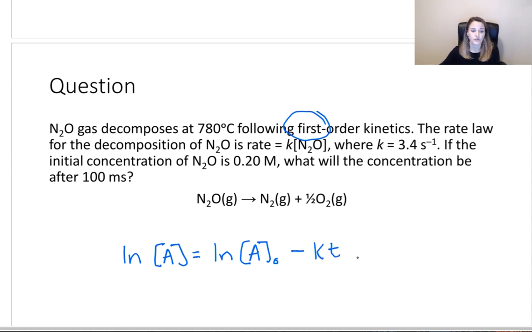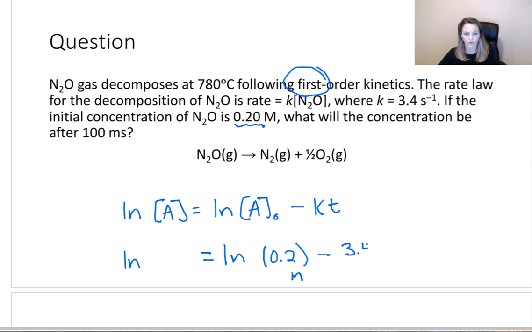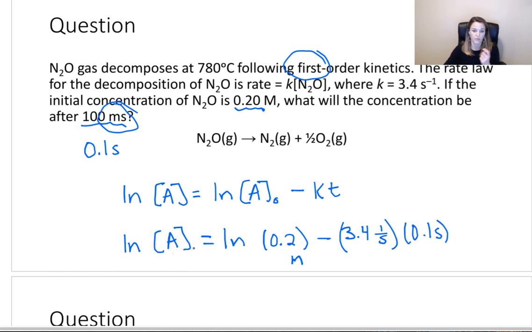Then what you have to do is just plug some variables in here. Your initial concentration is 0.2, so we can come over here. The natural log of the initial concentration is the natural log of 0.2 molar. Then you subtract your rate constant, 3.4 inverse seconds, times the time. Our time is given to us as 100 milliseconds. Notice that our unit over here is seconds, so that needs to be converted, which is 0.1 seconds. That's going to be here, 0.1. And then we're going to solve for our concentration at that specific time.